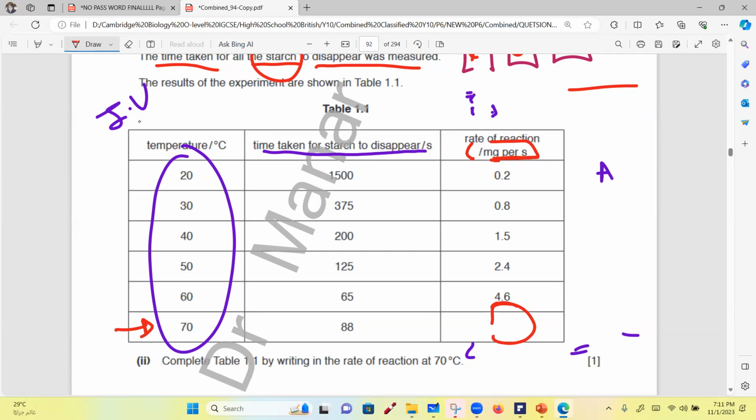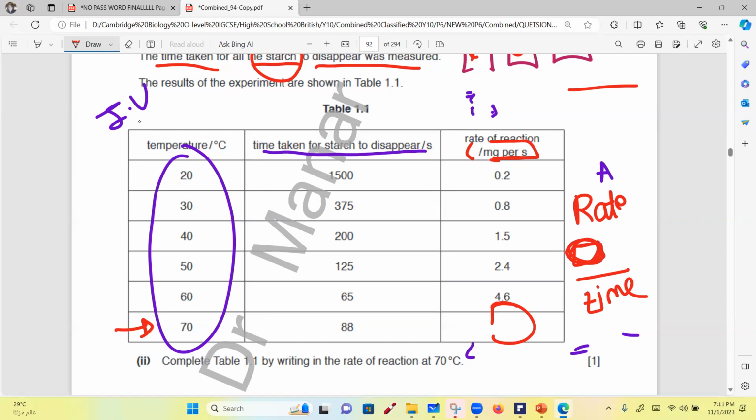Who said cross multiplication? Are we here finding out the concentration? I will not do any cross multiplication here. I'm finding out the rate. Whenever I am calculating the rate, I have to divide a certain value, the dependent variable, my result, over time. 300 divided by 88. Exactly.